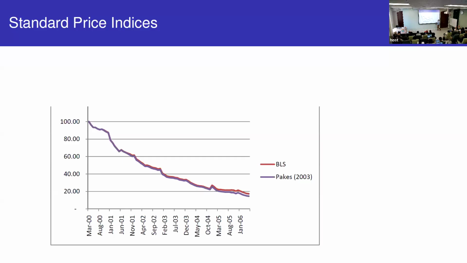Here's the typical BLS index computed for our product. And then the PACUS accounts for the new goods problem, and that means the index drops even faster because the new products coming out are better than the old products. But you can see the effect isn't very big. The difference between the classic index and the new goods index is very close.